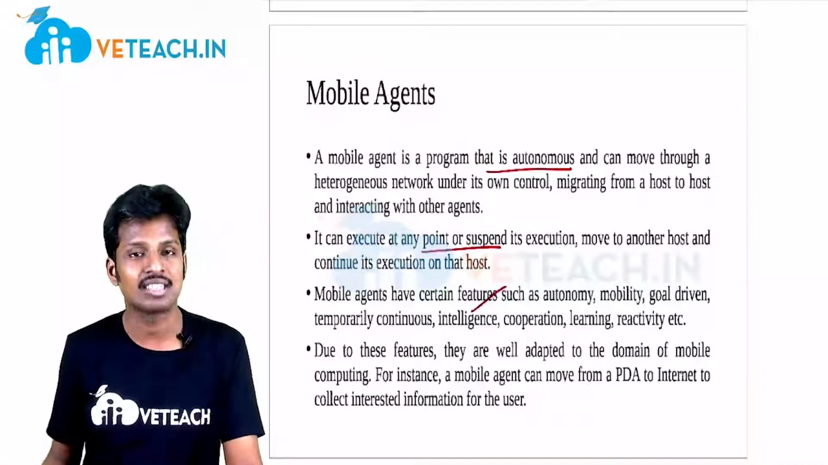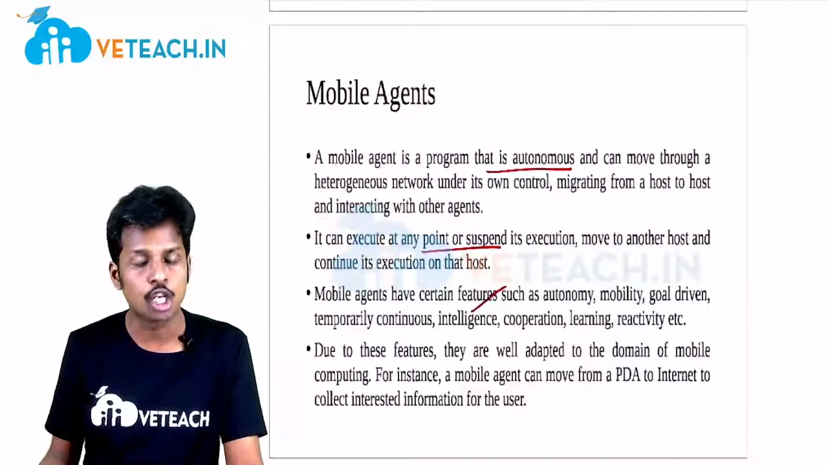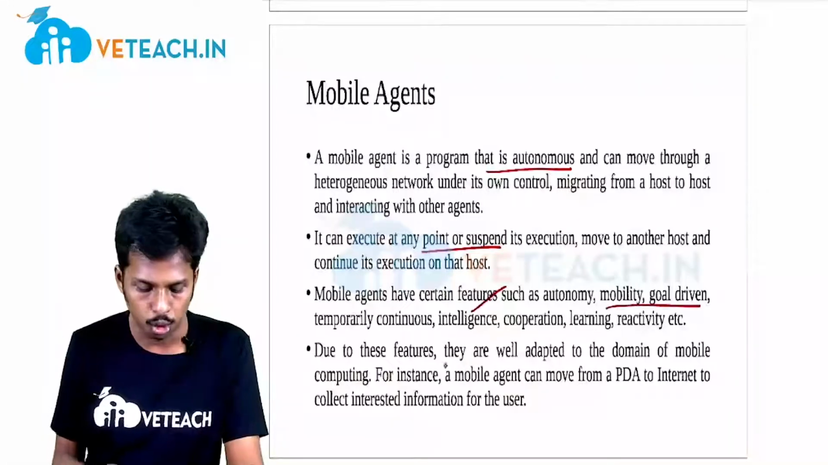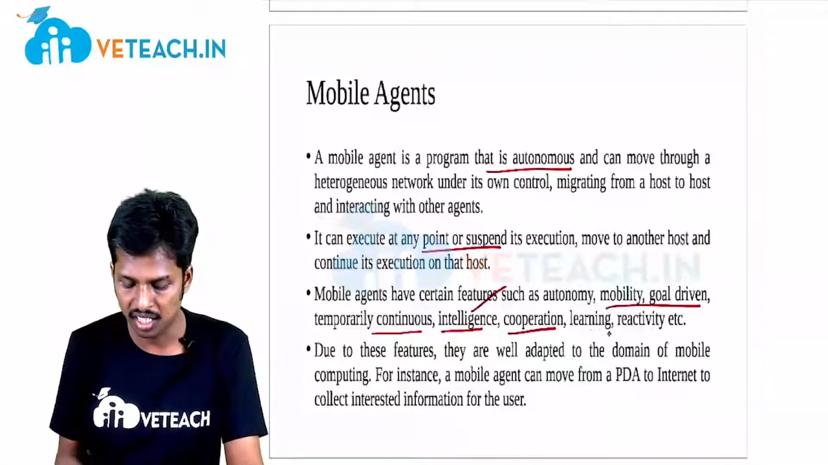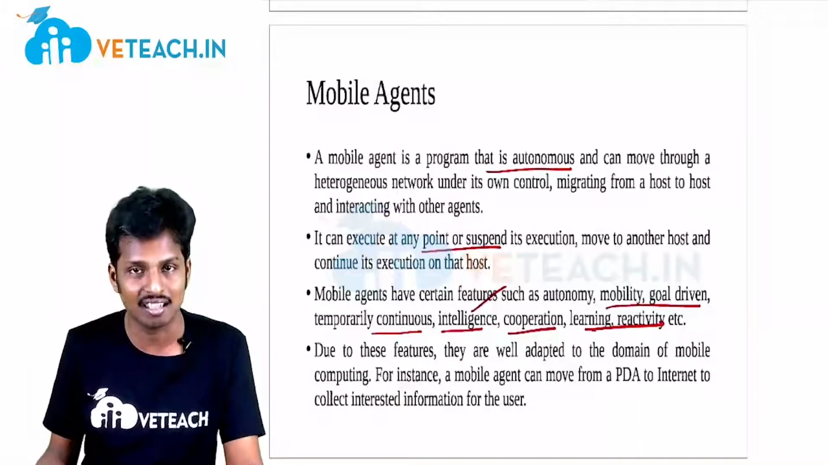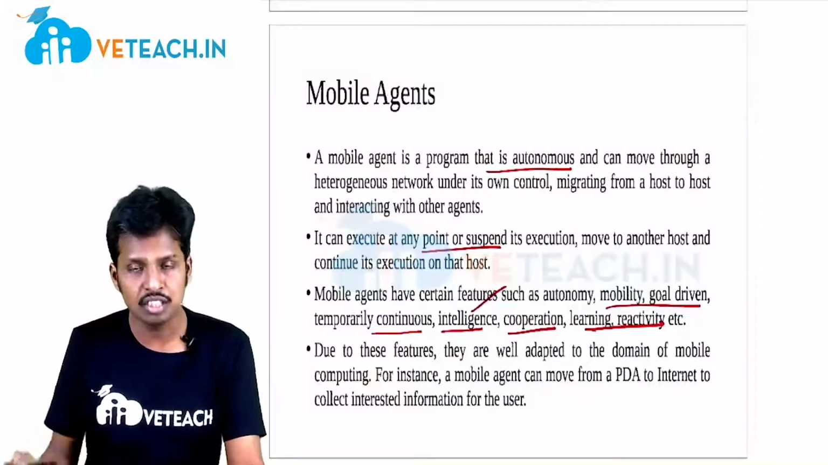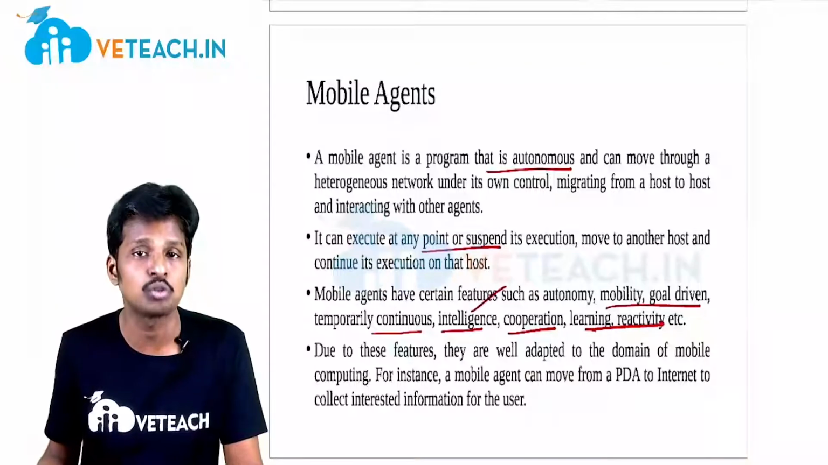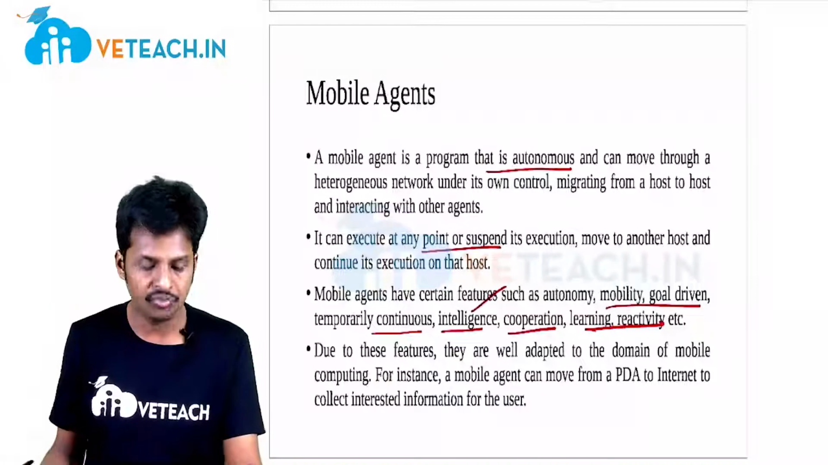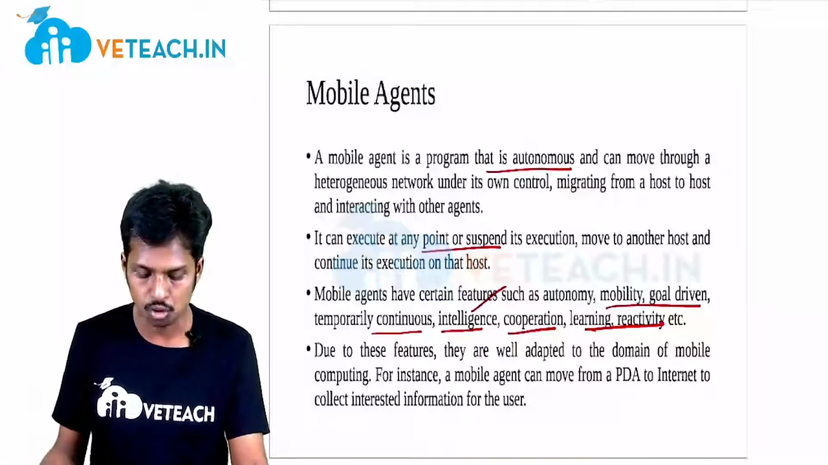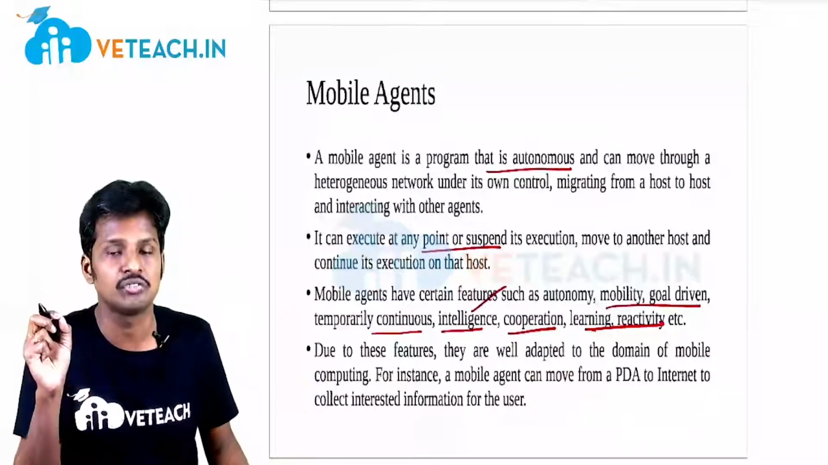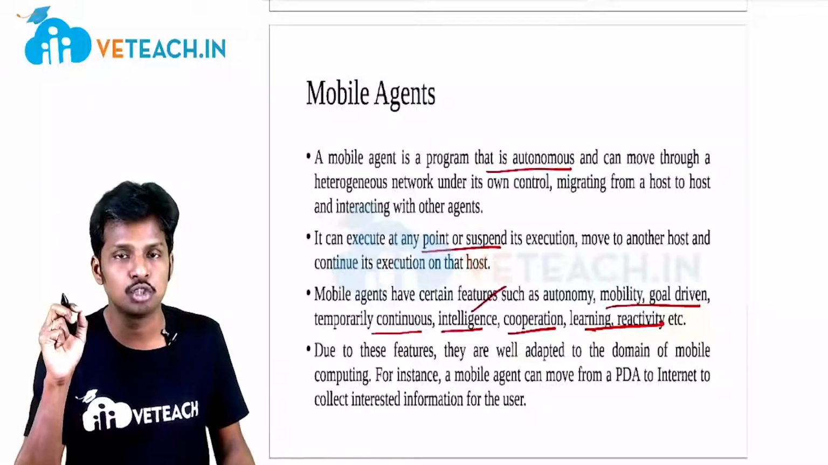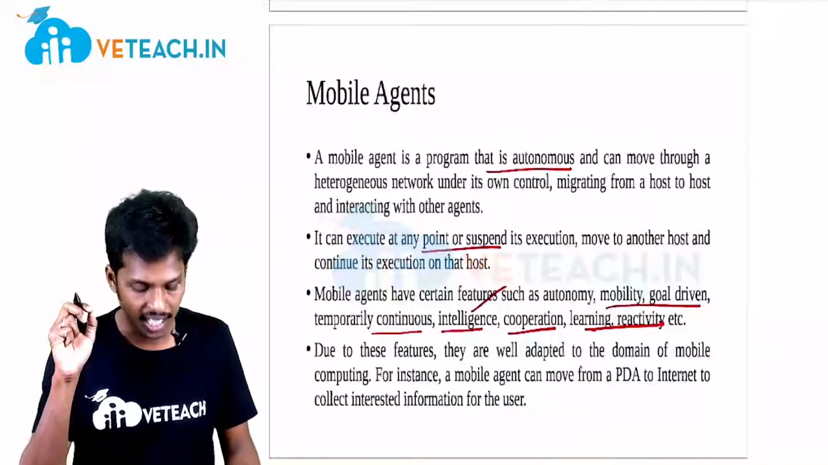Mobile agents have certain features such as autonomy, mobility, goal-driven, temporal, continuous, intelligence, cooperation, learning, reactivity, etc. These are all the different features that a mobile agent is going to have. Due to these features, they are well adapted to the domain of mobile computing, and they can be very useful in our mobile computing environment.